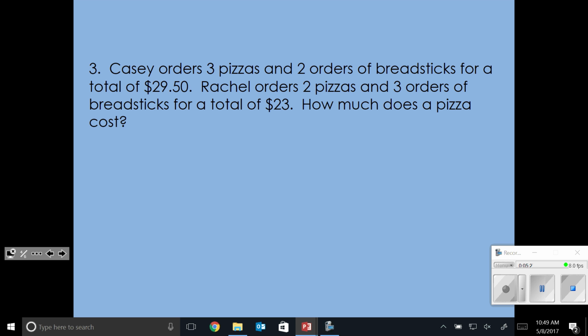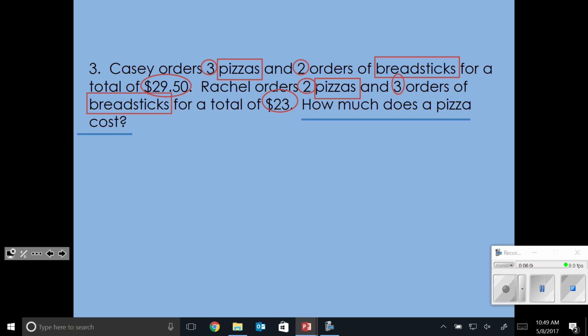The final example, 3. Casey orders 3 pizzas and 2 orders of breadsticks for a total of $29.50. Rachel orders 2 pizzas and 3 orders of breadsticks for a total of $23. How much does a pizza cost? So let's circle the numbers first. And let's underline the question. And finally, let's box important information.